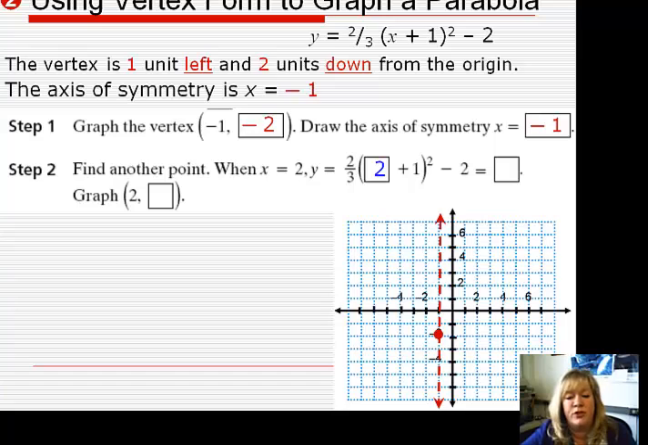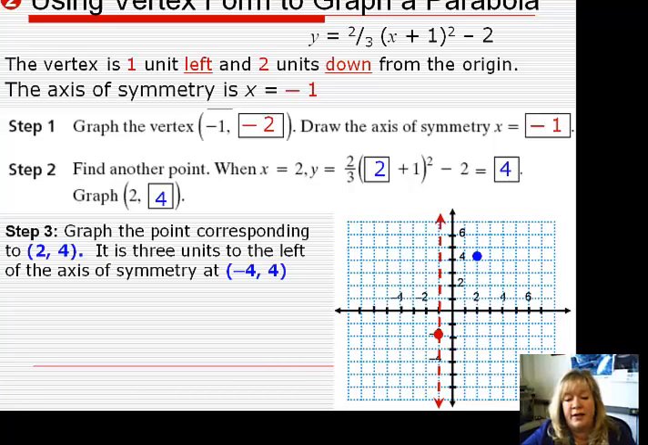So 2 goes in for x. If you solve that all down, you get 4. So the point on the parabola is 2, 4. So let's go ahead and plot that point. There he comes. And I'm going to reflect him across. That means that point is going to go over to the other side. It'd end up at -4, 4. So here he goes. He's reflecting across that line of symmetry, and that pretty much gives you enough to graph the curve. So there's the curve.